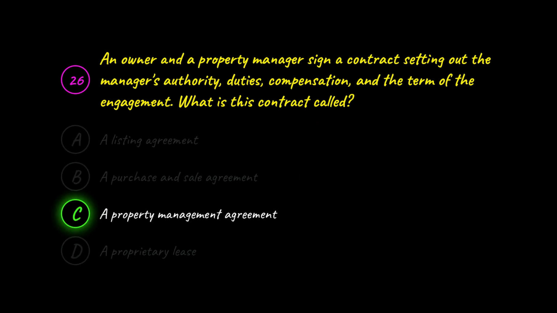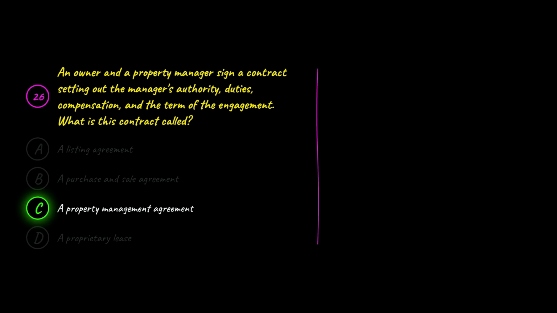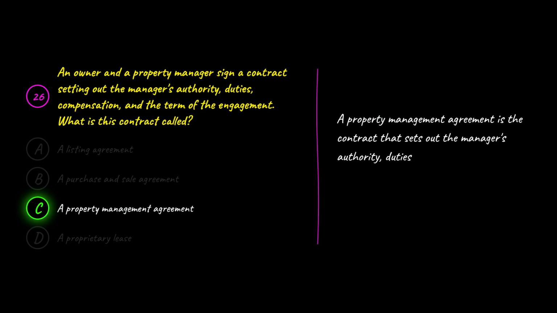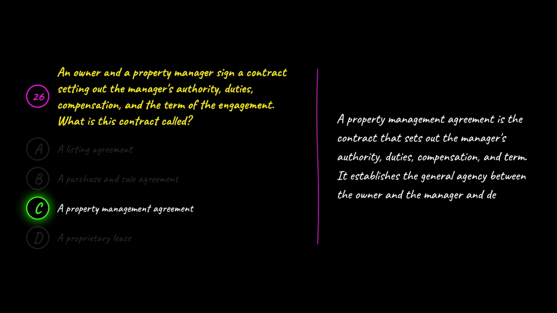The correct answer is C, a property management agreement. C is correct because a property management agreement is the contract that sets out the manager's authority, duties, compensation, and term. It establishes the general agency between the owner and the manager and defines how the property will be operated.